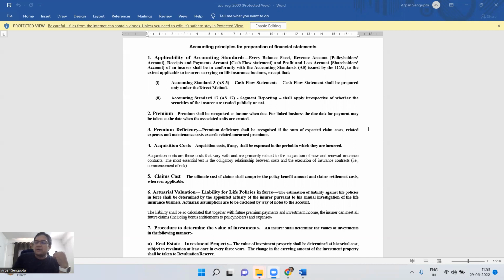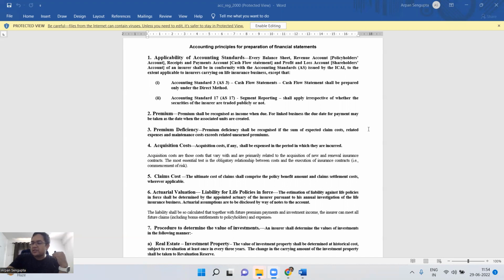Okay. Now for premium deficiency. Premium deficiency usually happens for group business or health business, just short-term business. Premium deficiency is usually calculated as follows: if the expected cost of the claims and the associated expenses, maintenance expenses, etc., is more than the expected unearned premium, that is the premium that we have not earned, then there would be a premium deficiency reserve. That's what we call premium deficiency.